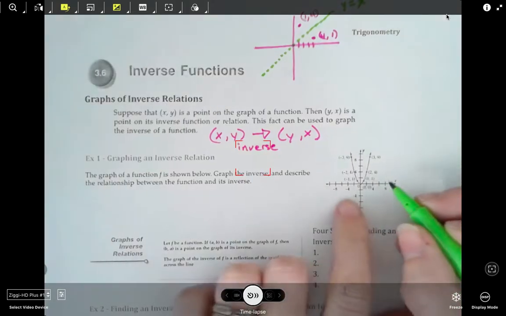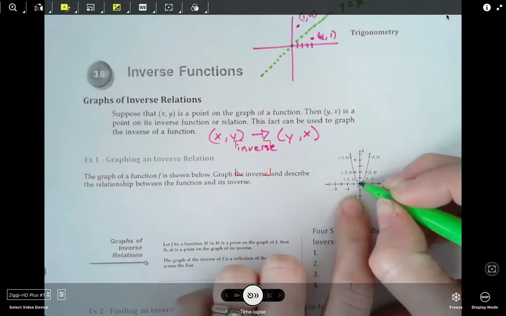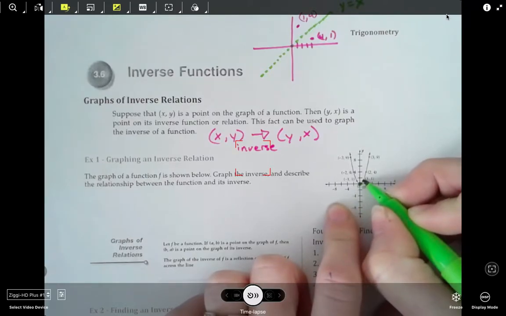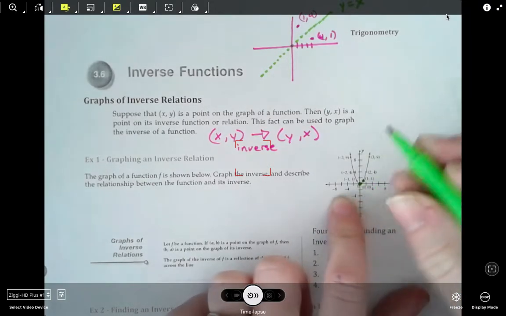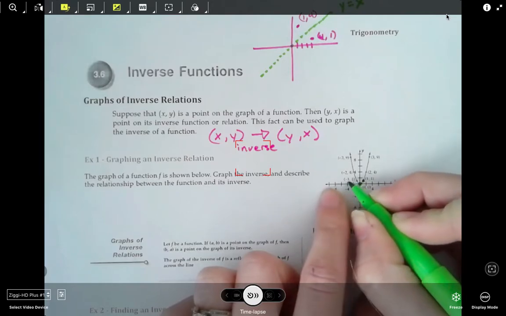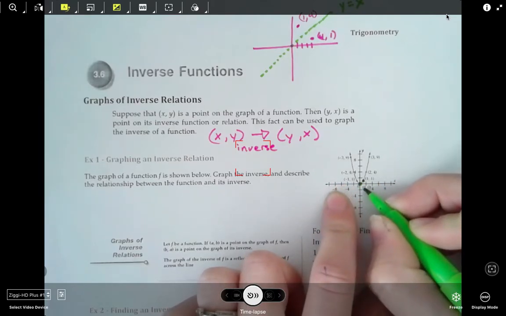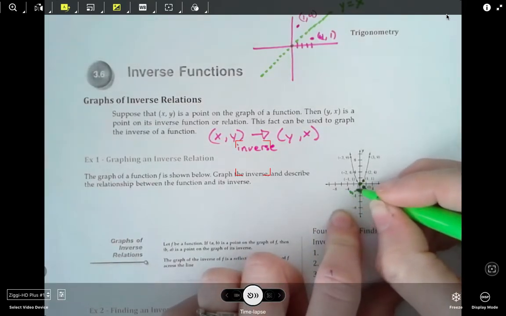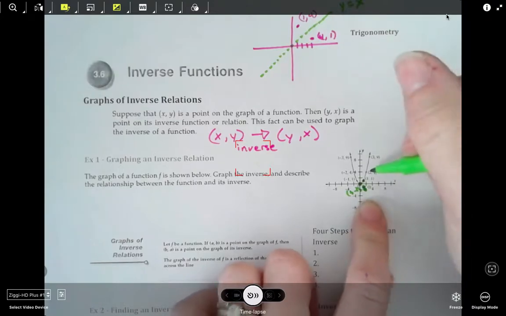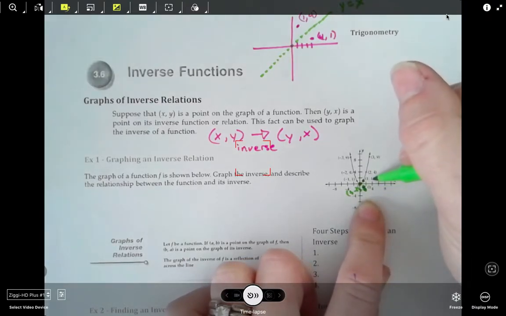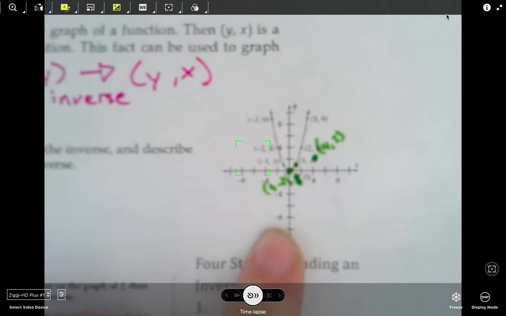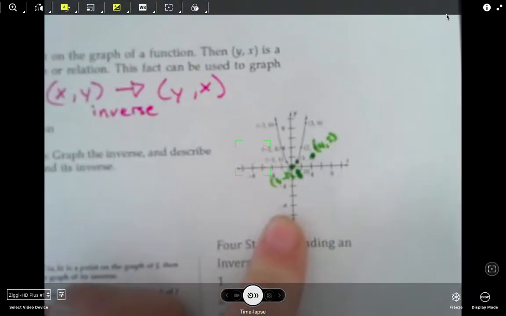The first time you do this, it might be better just to take the points and flip them around. So this first point, 0, 0, if you flip it around, it doesn't change. This point 1, 1, if you flip it around, it doesn't change. Let's go to negative 1, 1. If we flip it around, it will become 1, negative 1, and he'll be down here. Then you have the point 2, 4. That will become 4, 2. You don't have to write the ordered pairs in there if you don't want to.